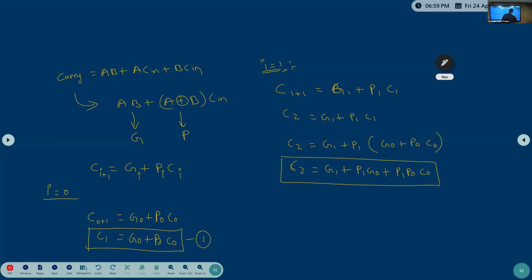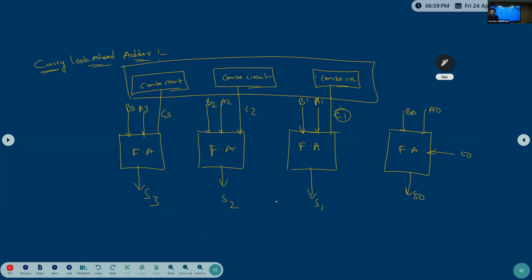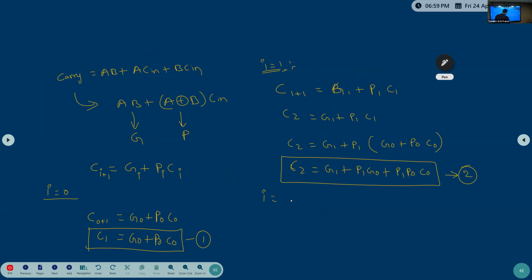This is the equation 2. Now we'll go with equation 3. i equal to, how many carries are there? 1, 2, 3 carries. So the fourth carry I will take directly from here, no need to generate. Ready? So 3 carries need to be checked. So i equal to 2.